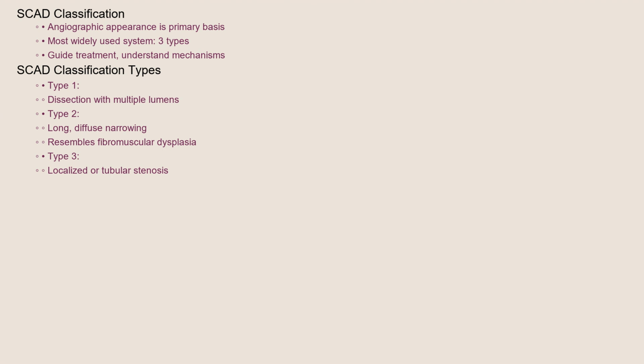While SCAD is generally classified based on angiographic appearance, the most widely used classification system categorizes SCAD into three main types, each characterized by distinct angiographic features. Type 1 shows a dissection with multiple lumens. Type 2 involves a long, diffuse narrowing of the artery, often resembling fibromuscular dysplasia. Type 3 has localized or tubular stenosis. These classifications guide treatment strategies and aid in understanding the underlying mechanisms driving the dissection.